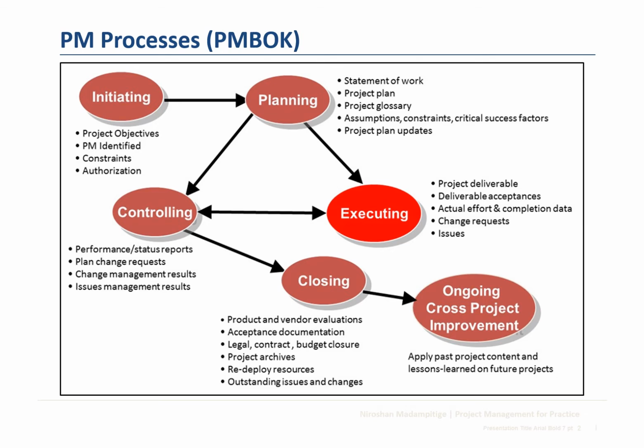So there are 5 major processes that the project teams have to work on. They are namely initiating, planning, executing, monitoring and controlling, and closing. In every stage, there are certain sets of activities that have to happen.